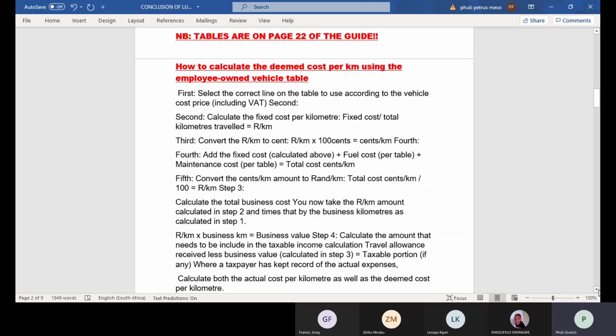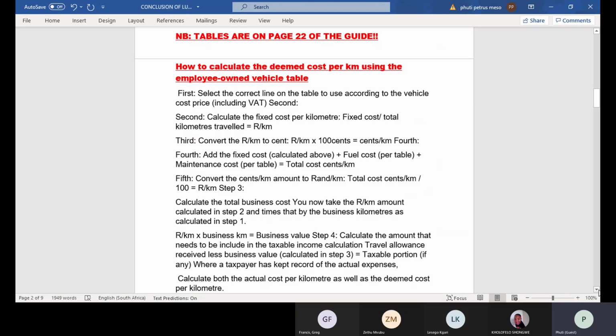The first one being your fixed cost. You just consult with your table, and then you calculate your fixed cost per kilometer, and then you convert the rand into cents, all right? Meaning that after you add up your fuel cost and your maintenance cost along with your fixed cost, you multiply that by 100 cents. Then it's going to be converted into cents, right?